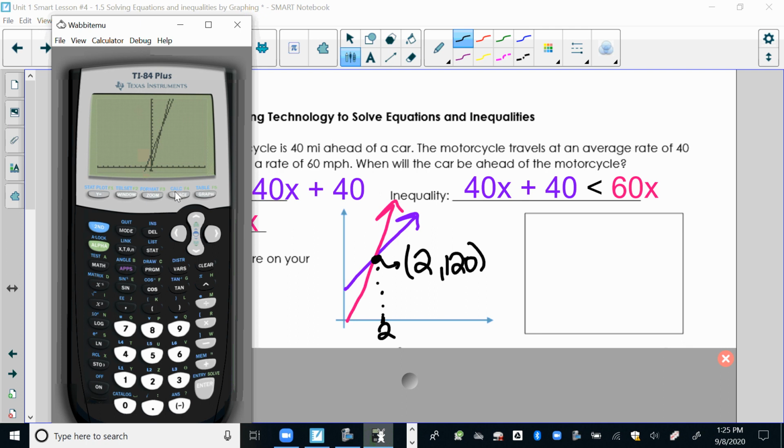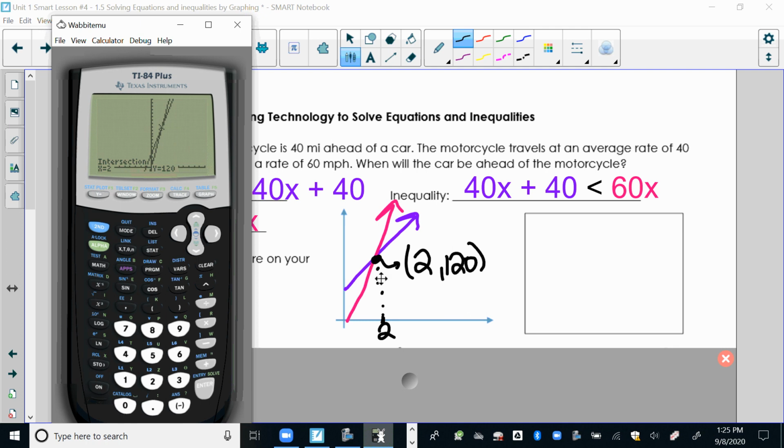Calculate is right here above trace. So we hit second, trace, and now there's our calculate menu. I want to calculate the intersection. First curve: right now I have the curve 40x plus 40 selected, perfect. Second curve: I have the curve 60x selected, perfect. Guess, I don't know why it asks you that. You have to hit enter one more time. And there we go, there's our intersection. X equals 2, y equals 120.